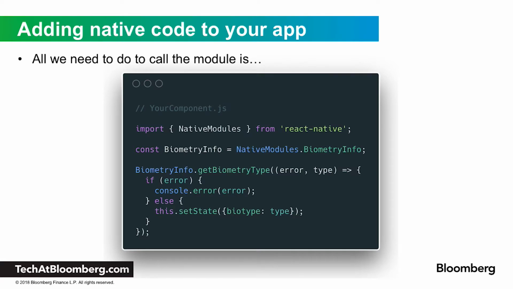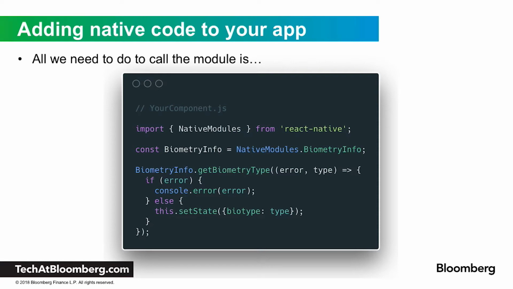So you import the native modules section of React Native. You can then assign it its own variable for convenience, not even necessary. And then you can just use it as you would normally use functions with callbacks in React Native. So we just call that function, we provide a function with two arguments, the error and the type or the result, and then we can use those straight away.